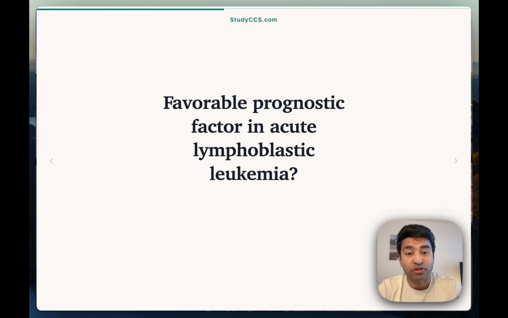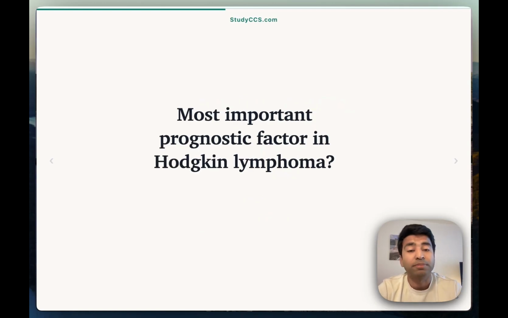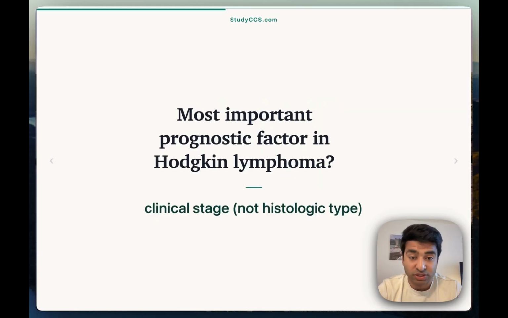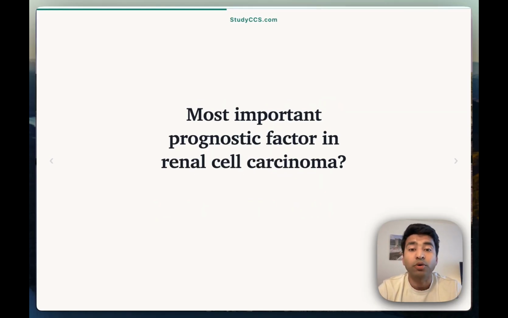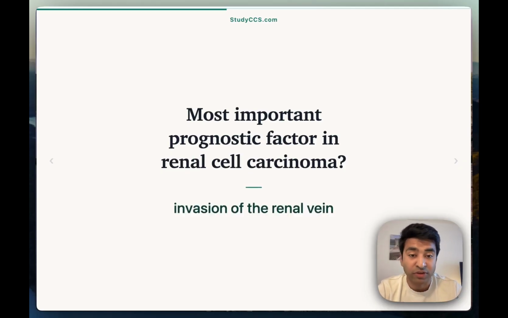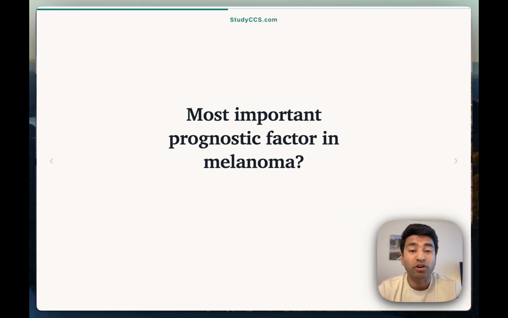Favorable prognostic factor for ALL is a t(12;21) translocation. Most important prognostic factor for Hodgkin's lymphoma, clinical stage, not the histologic type. Most important prognostic factor in renal cell carcinoma, invasion of the renal vein. Most important prognostic factor in melanoma, depth of invasion.